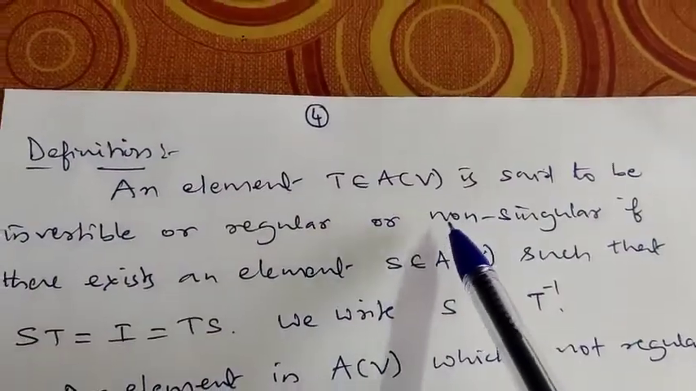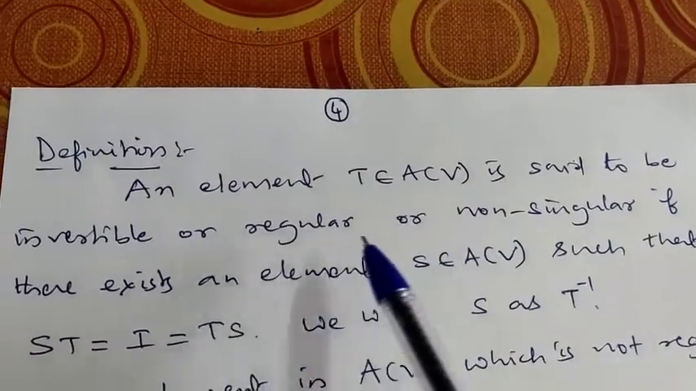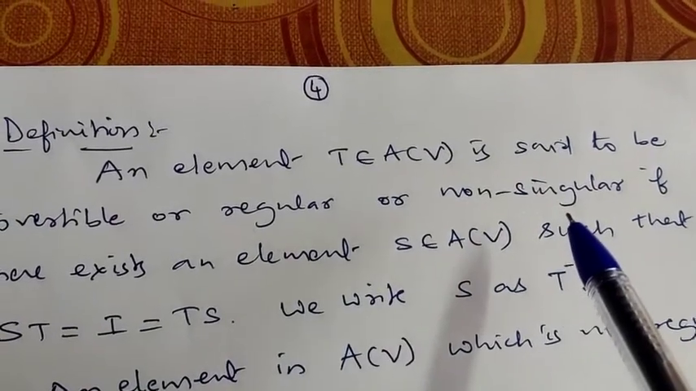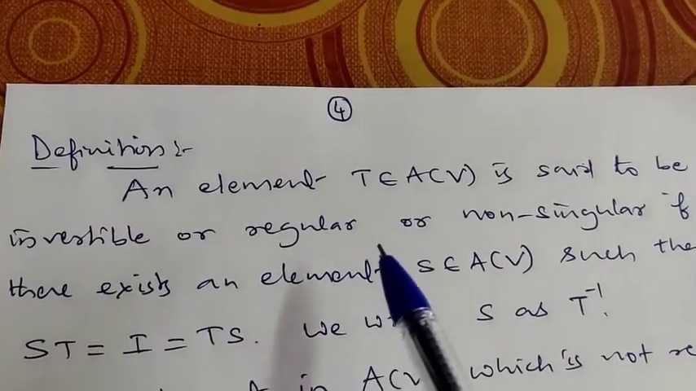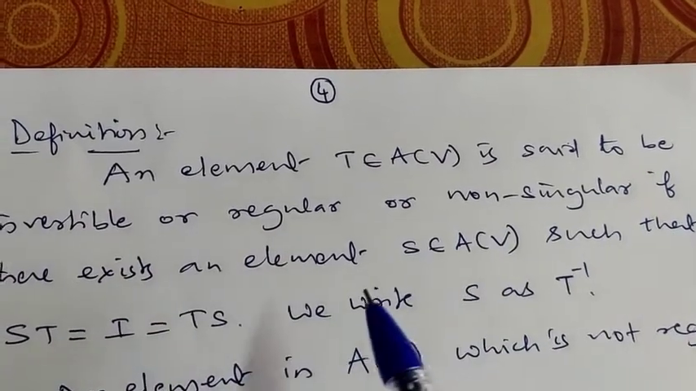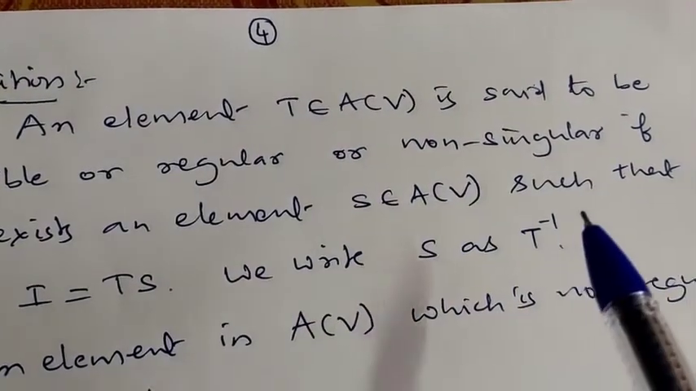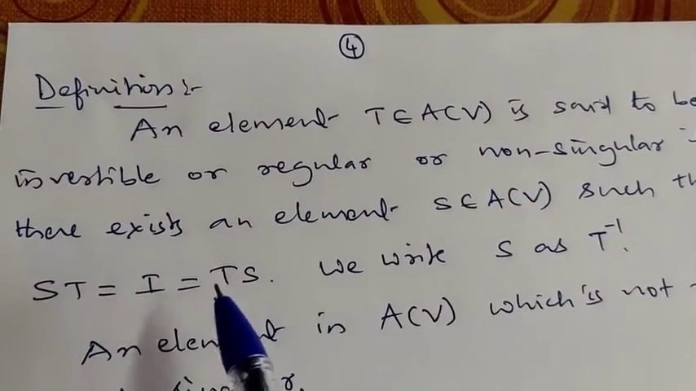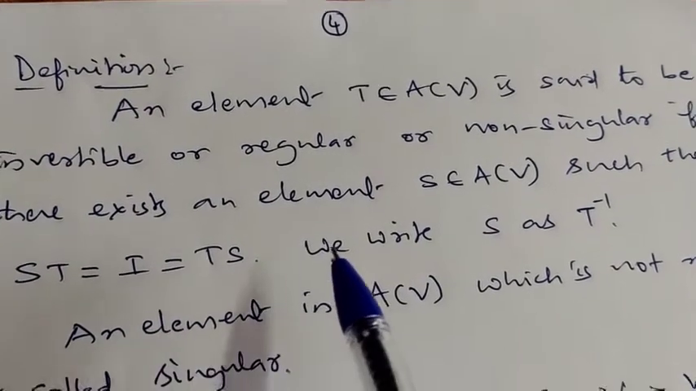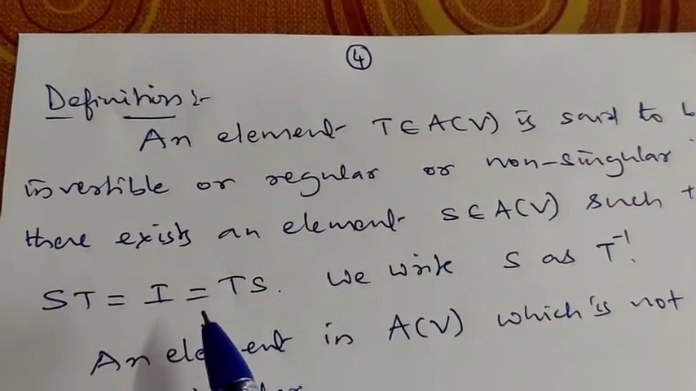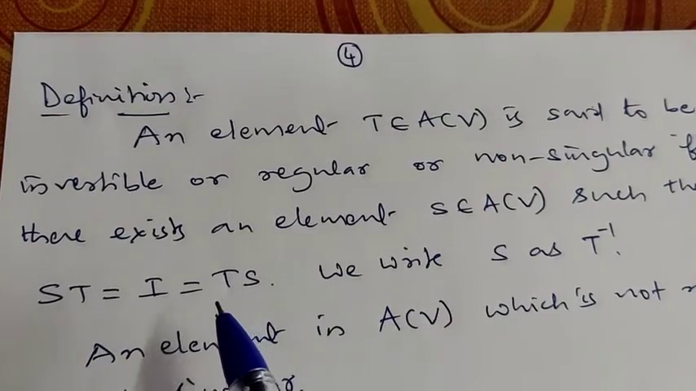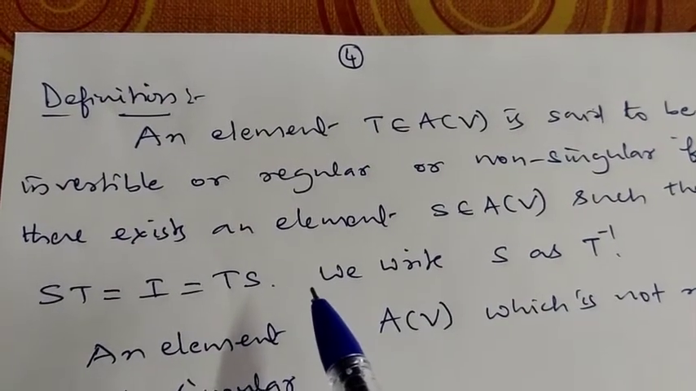Suppose t belongs to A of V. Then this transformation t is said to be invertible, or regular, or non-singular, one and the same, if there exists an element s belongs to A of V such that s into t is I, the identity transformation, which is the same as t into s. When s into t is equal to I, which is equal to t into s, then we say t is invertible. You know that when you say the element x has an inverse, x into y is equal to y into x is equal to 1. That's the general definition.